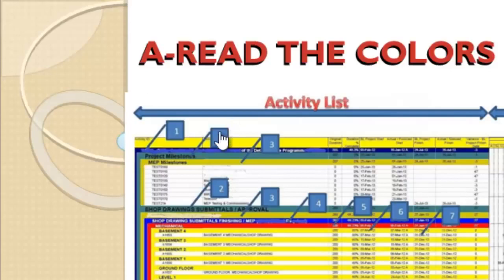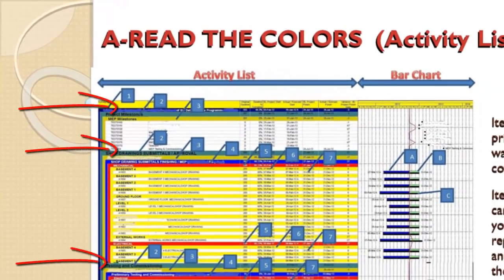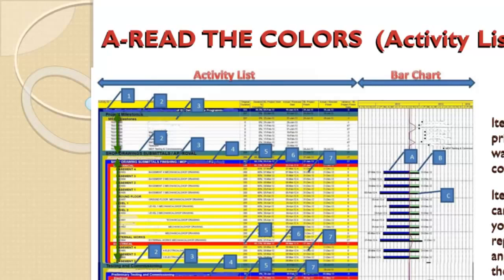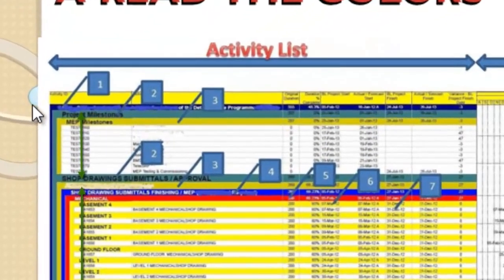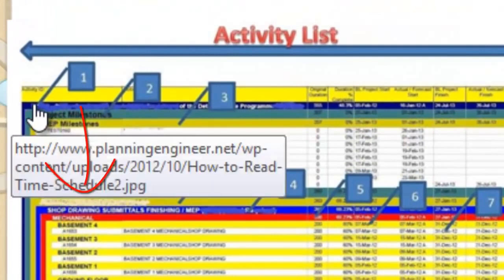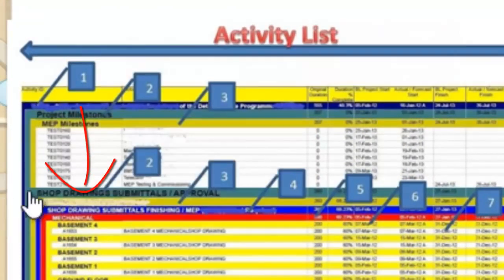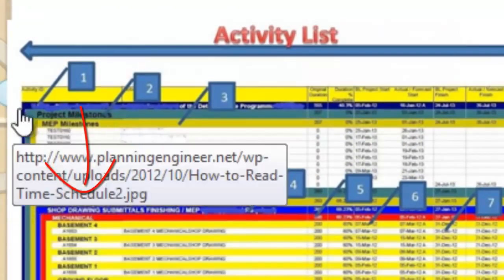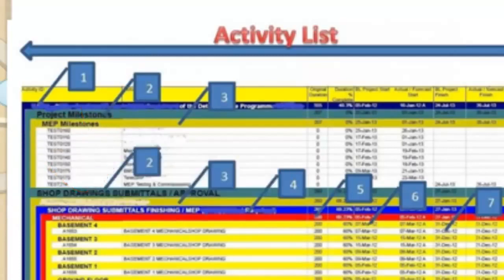Item number 2, this one, represents a secondary level of the time schedule and can be repeated, and it summarizes whatever is underneath until you reach another level 2. For example, here we have level 2. This summarizes from level 2 here until we find another level 2. So this column summarizes between two of the same color.